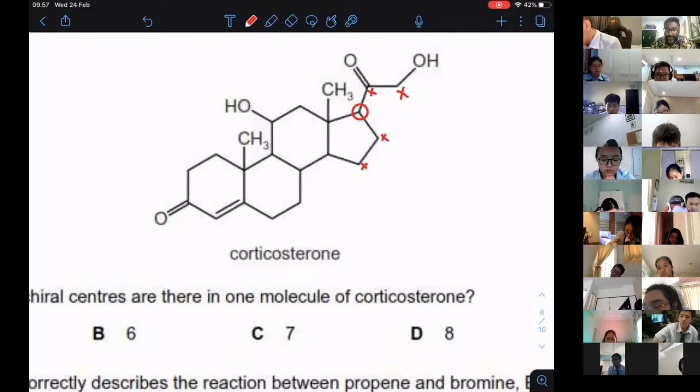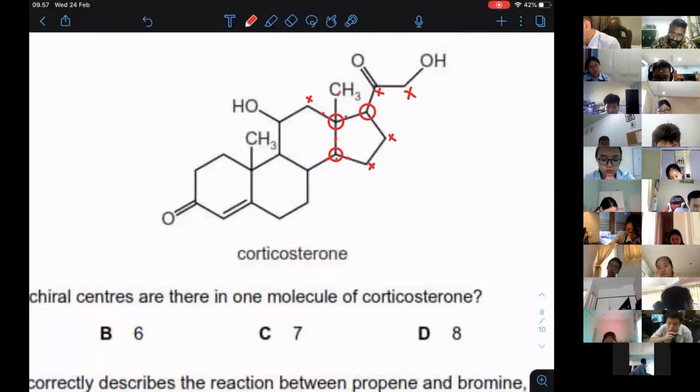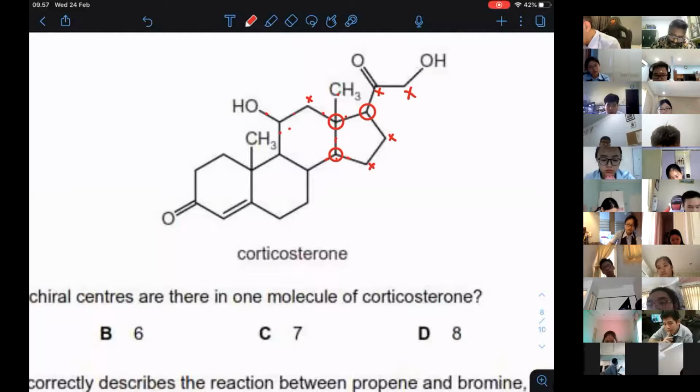Non-chiral, non-chiral. Here you see this CH3, one group, another group, another group, another group. This is also chiral. Here you see one group, one group, one group, another hydrogen. This is going to be chiral. Non-chiral. You can see different group, different group, different group, another hydrogen. This is chiral.